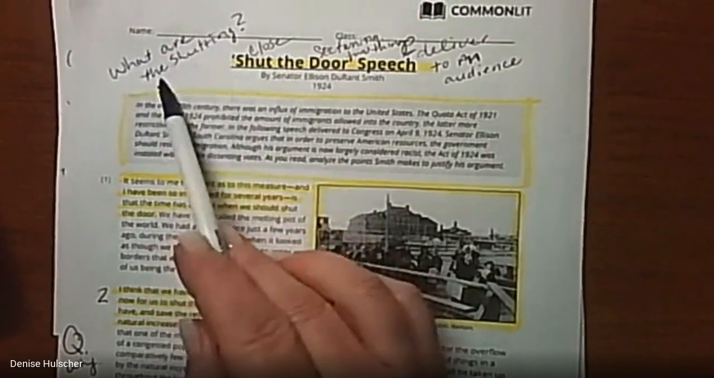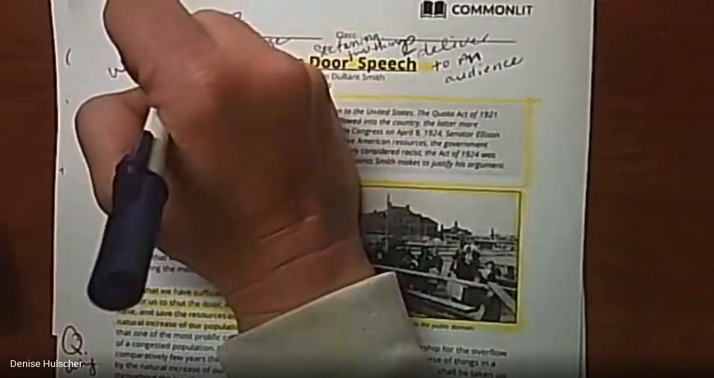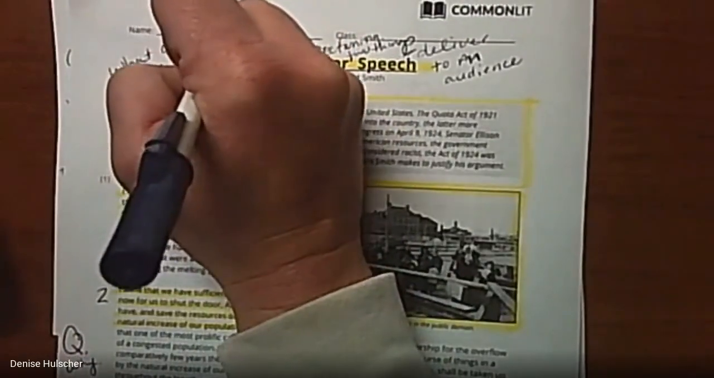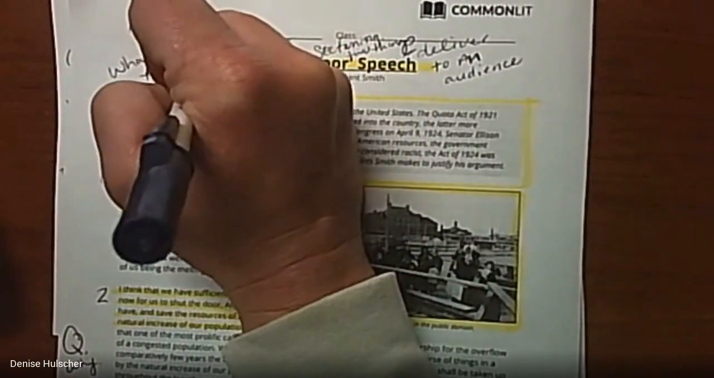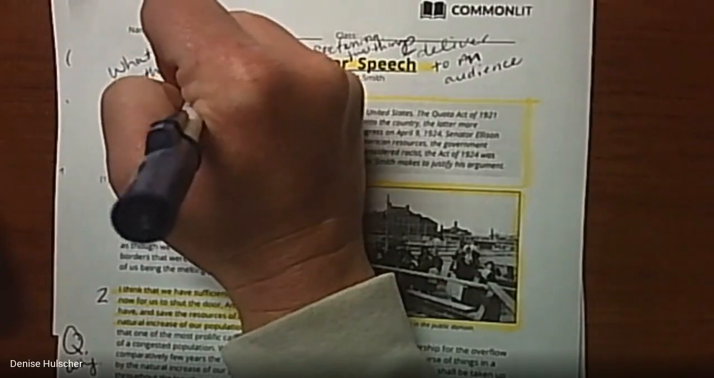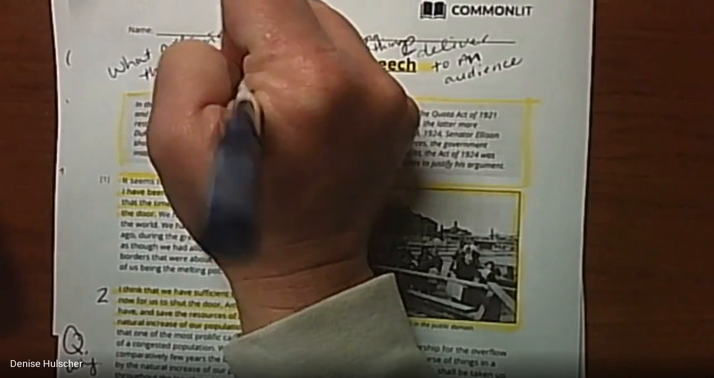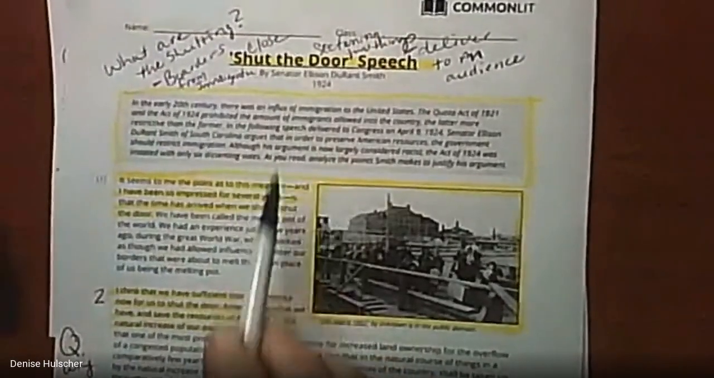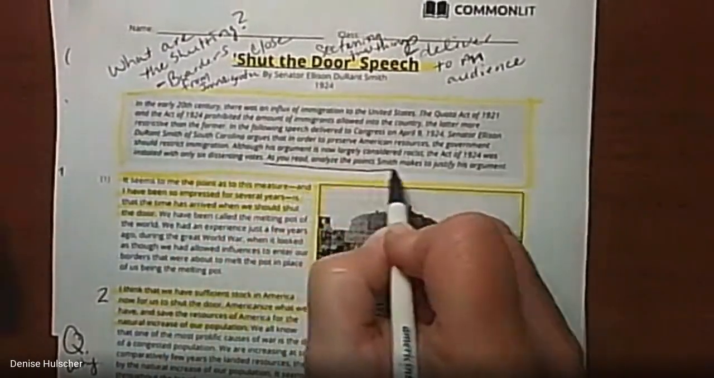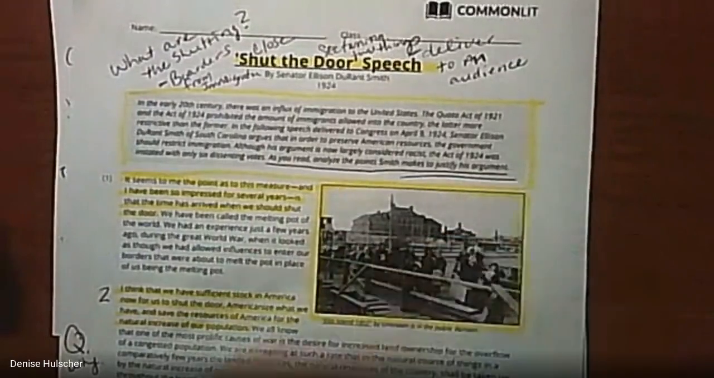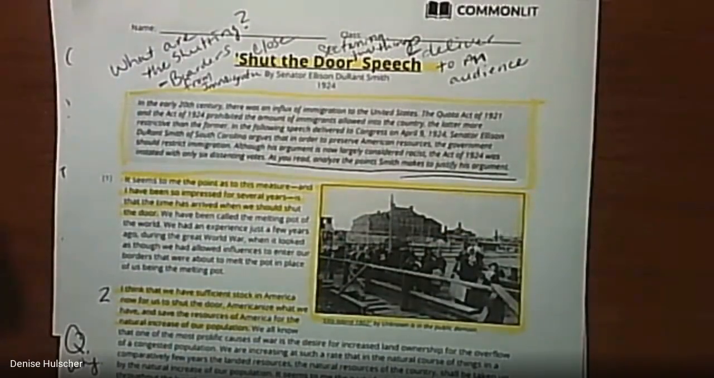So what are they shutting? It's the borders from immigration. And we're going to look at the points that Smith makes to justify his entire argument.